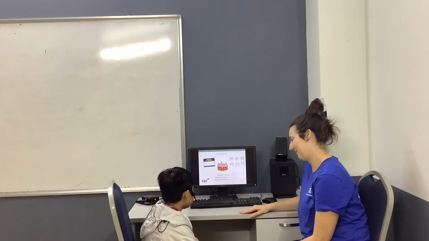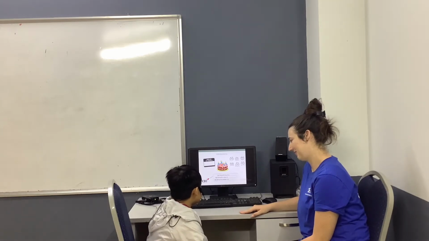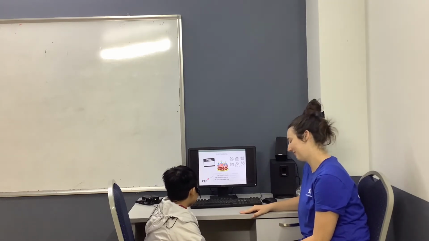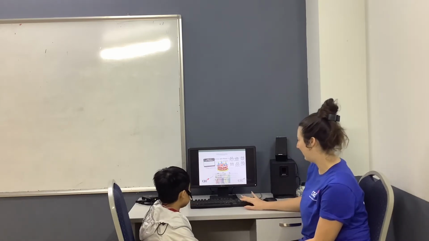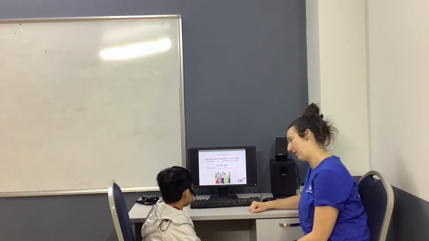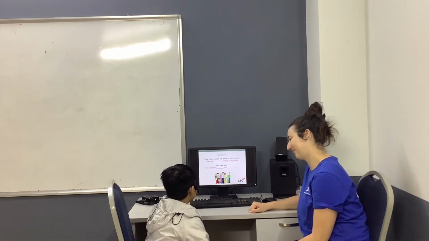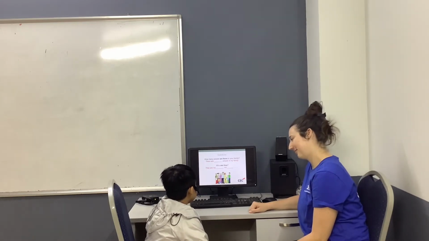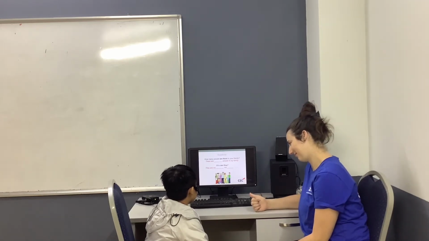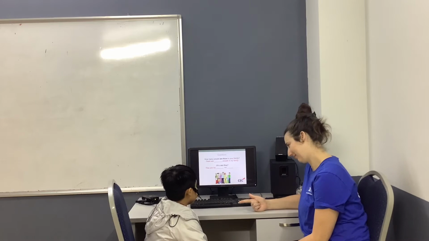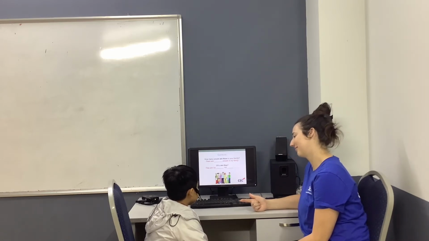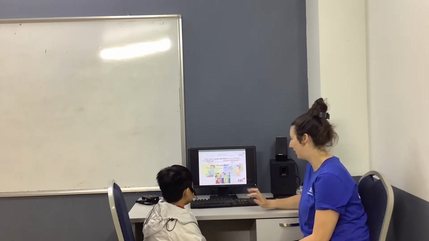My favorite color is red. My favorite animal is a dog. Very good. How many people are there in your family? There are four people in my family. Who are they? They are my dad, mom, sister, and me. Very good.